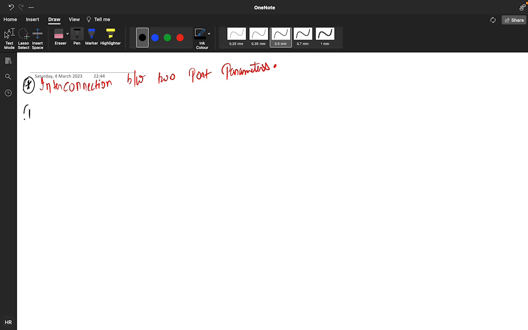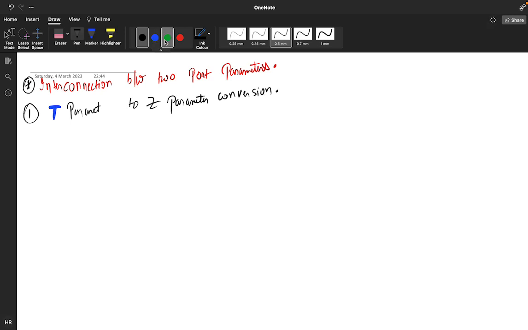So the first one is T parameter to Z parameter. How is your T parameter related to Z parameter? Write it down. T parameter to Z parameter conversion. How will you convert your T parameter to Z parameter?